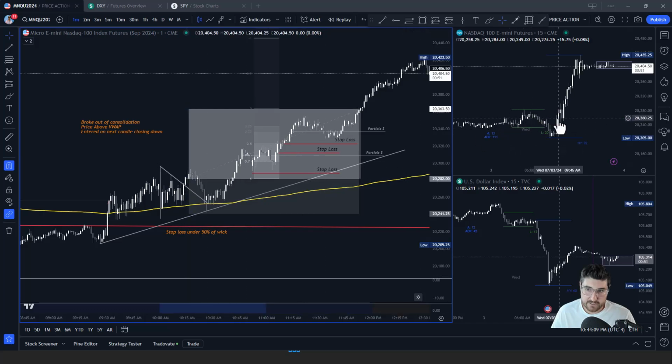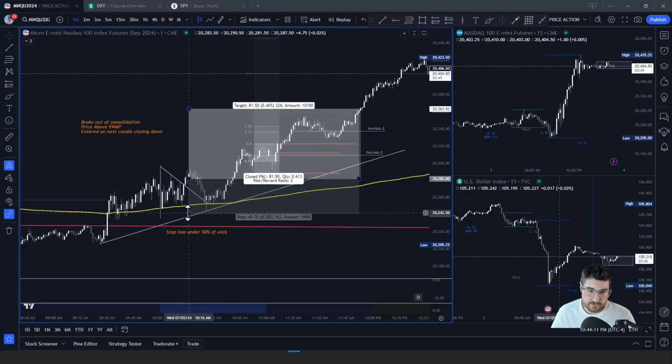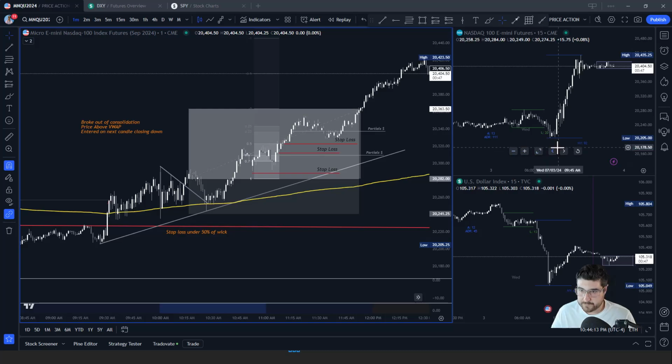Because why? Well, once we were at 10:15, I already felt like we were up. These wicks said we're continuing up. We kind of got above this level, right? Poked above London. Now it could have reversed, and I would have had to readjust.